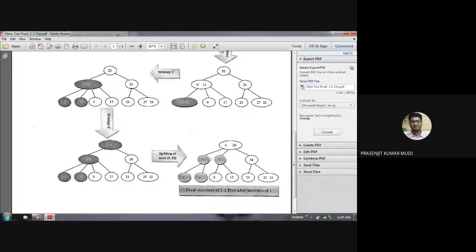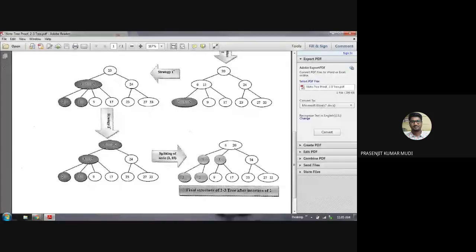And after that, what will happen? The first two children 2 and 5 will get their parent as 3, and 17 will get their parent as 5. So ultimately, this will be the final structure of a 2-3 tree after insertion of a node.